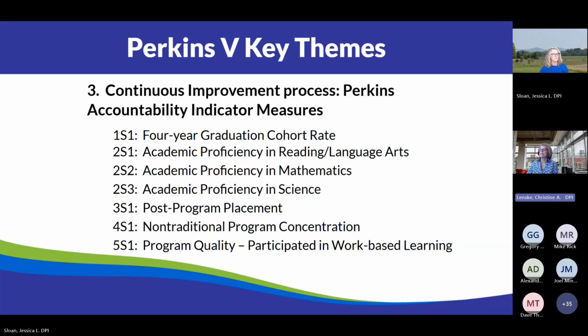The indicator numbers are identified by the code on the left. So 1S1 is the percentage of senior CTE concentrators who graduate high school after 4 years. The next group of 3, 2S1, 2S2, and 2S3, are tied to the percentage of senior CTE concentrators' proficiency in the state academic standards in science, math, reading, and language arts based on their junior year ACT.